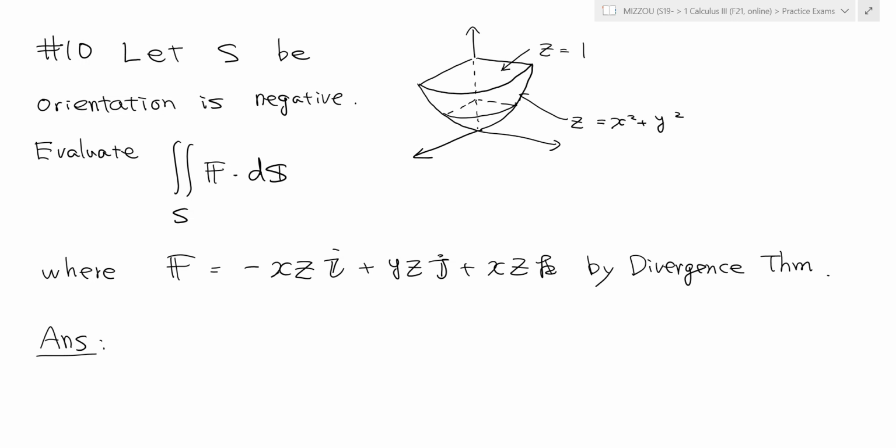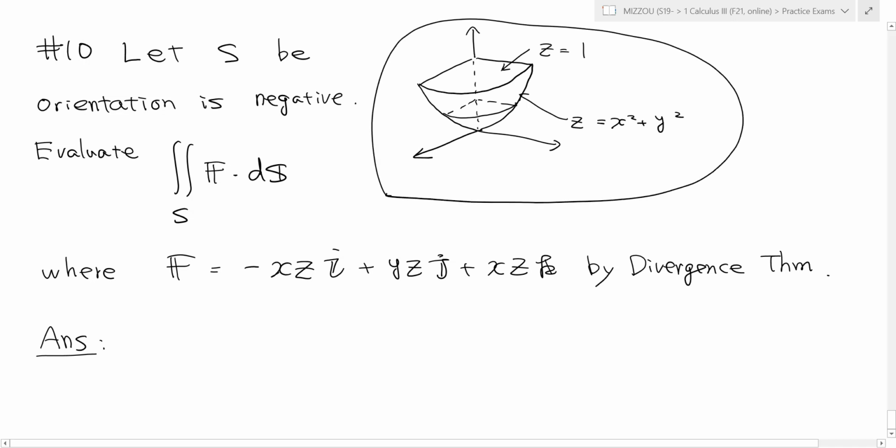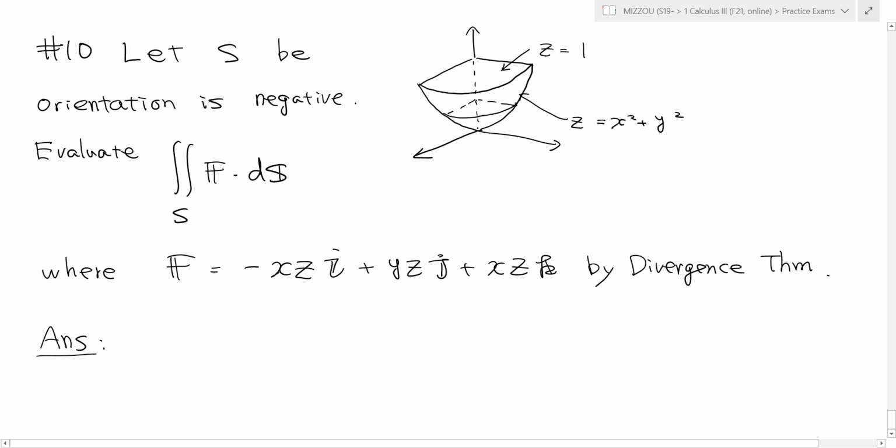All right. Finally, this is the last problem, number 10. Let S be the surface of the solid bounded by the paraboloid and z is equal to 1 in the first octant. And this is a closed surface. It's not just a part of this paraboloid. It consists of 1, 2, 3, 4 different pieces. It's a closed surface. And the orientation is negative. What does that mean? Negative means inward orientation.